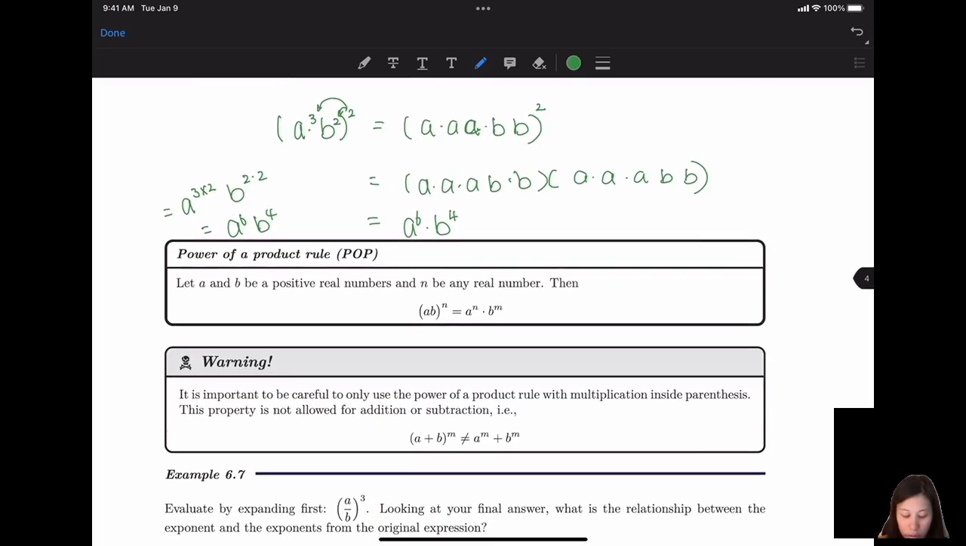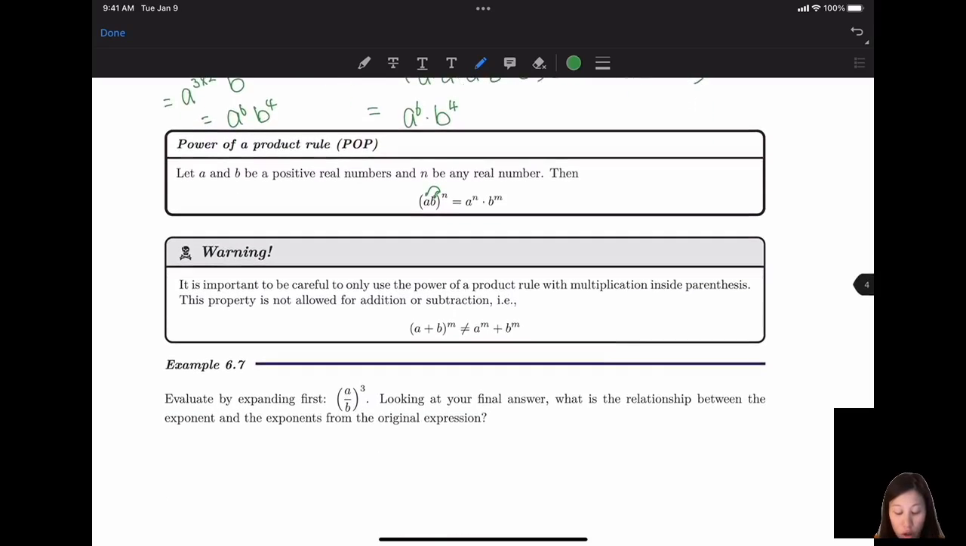Okay, so look, the power of a product rule. Let a and b be positive real numbers and n be any real number. Then you can just distribute the n inside. Okay, so this mistake happens all the time. If this is addition, it doesn't mean you can distribute the exponent inside. In here it has to be multiplication.